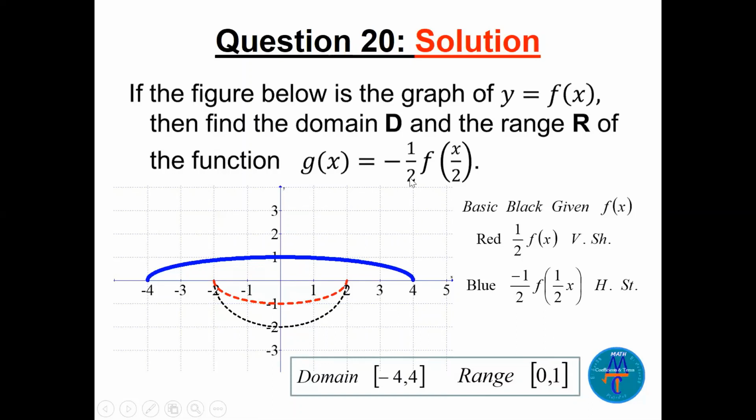See, we have a minus. It will be reflected. And we have half multiplied by the y. See the half here, vertical shrinking. And then half of the x, horizontal stretching. So the new domain will be minus 4 to 4, and the range will be closed 0 to 1.